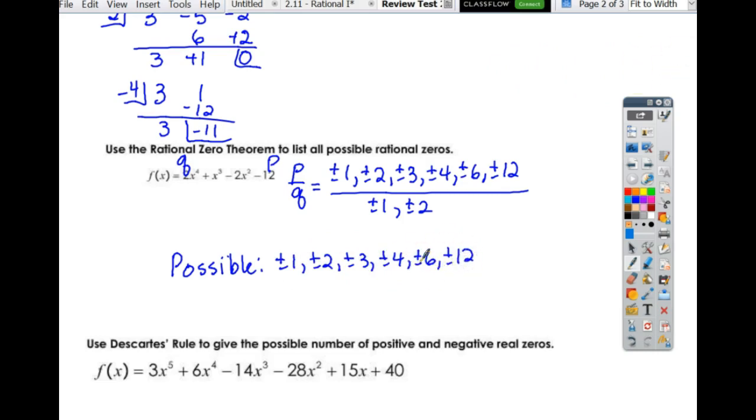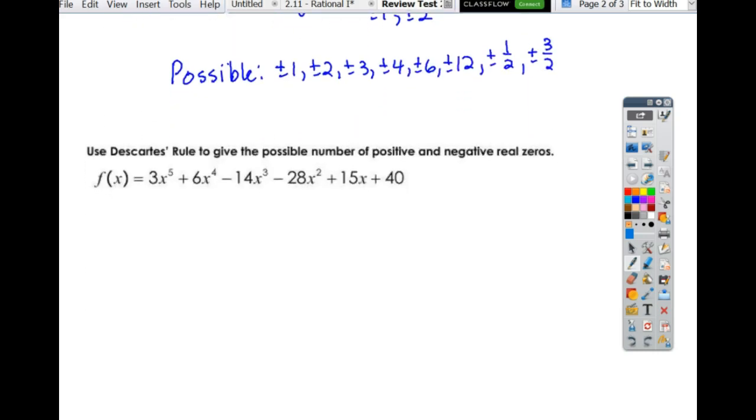And then divide by 2. So 1 divided by 2 is a half. 2 divided by 2 is 1. I already have that. 3 divided by 2. 4 divided by 2 is 2. I already have that. 6 divided by 2 is 3. I already have that. 12 divided by 2 is 6. So these are all my possibles.